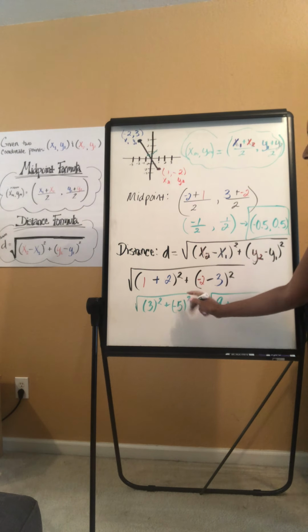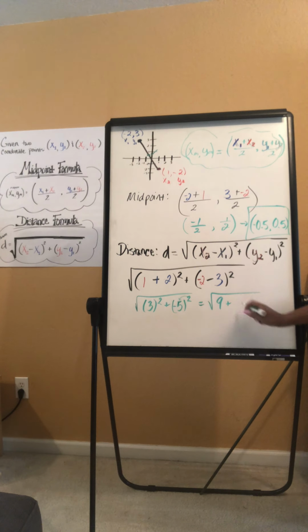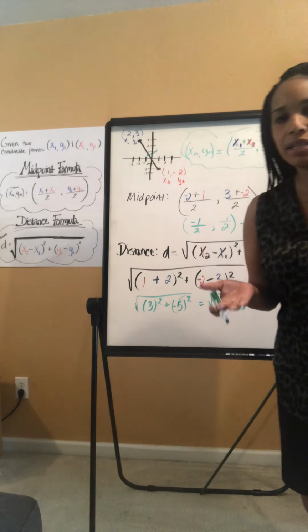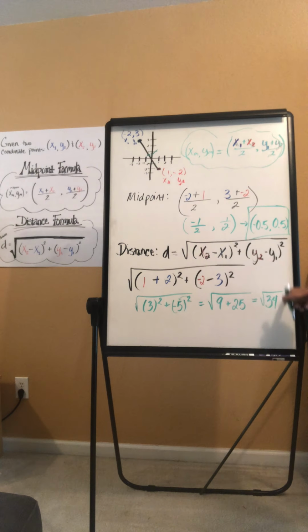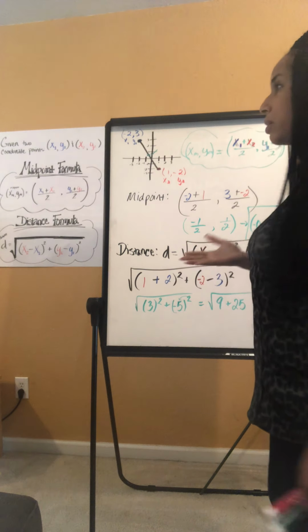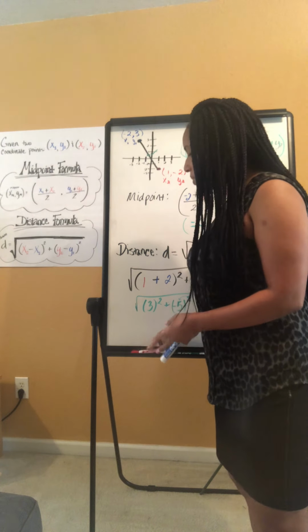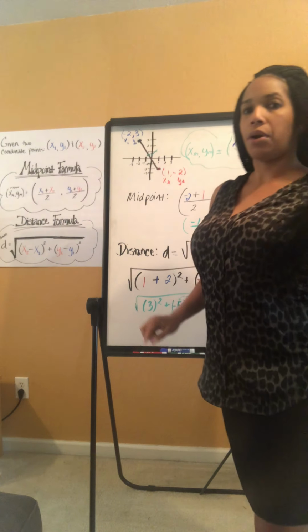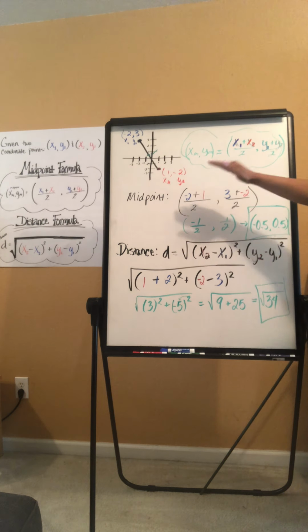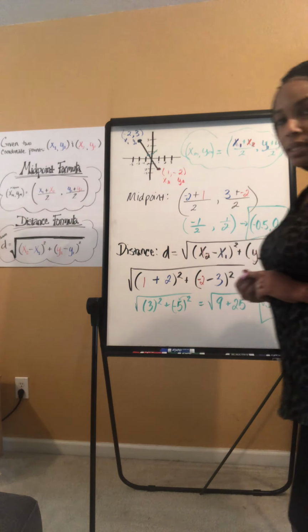Negative 5 squared is always positive because of the parentheses. That's 25. And if I add those up, I'm going to get the square root of 34. If it does not turn into a perfect whole number when we take the square root, we can just leave it there in the square root. Or if the square root can be simplified, you can go ahead and do that as well. Or depending on what the directions say, maybe you round it to the nearest tenth. Okay? So that is the midpoint and the distance formula.